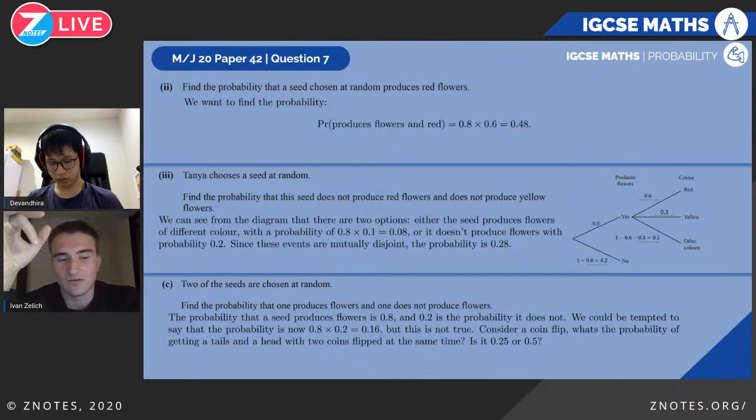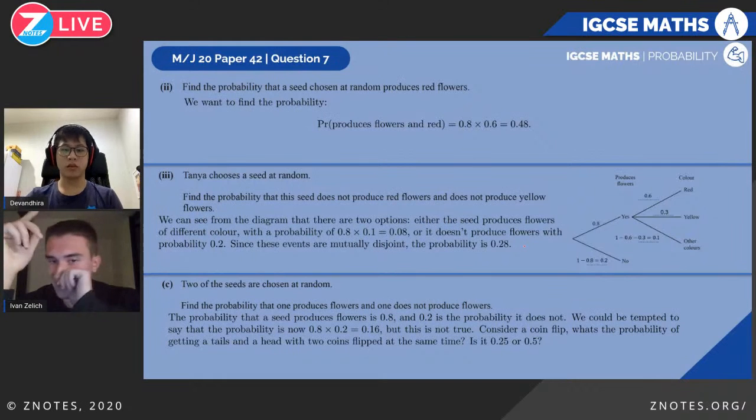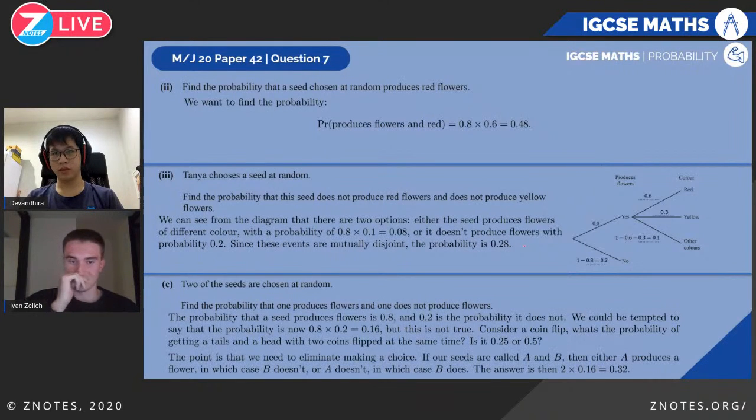But it's not true. And one way you can see an example of why not: if you flip 2 coins at the same time, what's the probability that one gets heads and one gets tails? Well, there are 2 outcomes. Either on the first flip you got tails and then heads, or you got heads and then tails. So this is the reason why we need to multiply by 2 in this case to get our answer. So 0.16 times 2 will be 0.32.